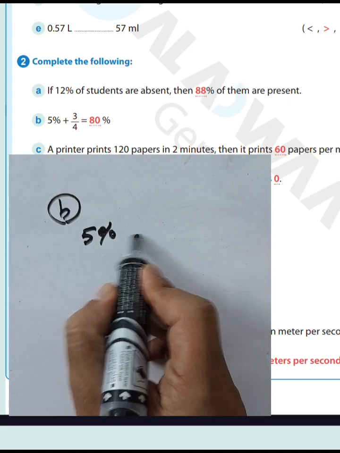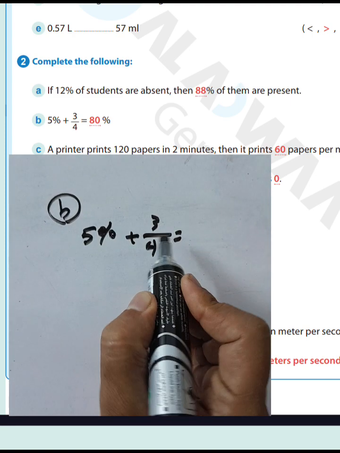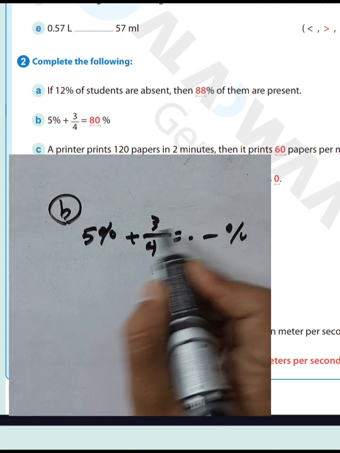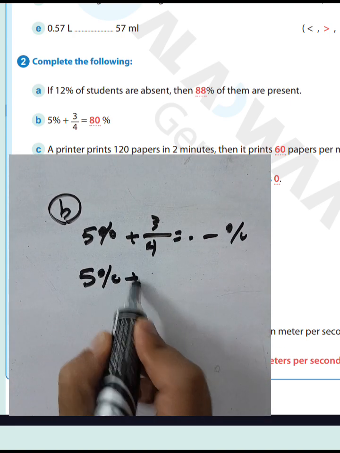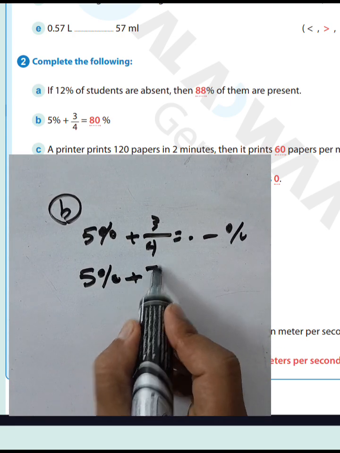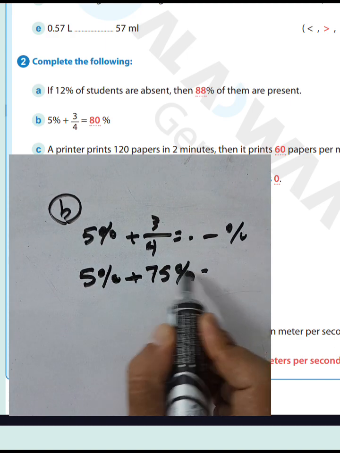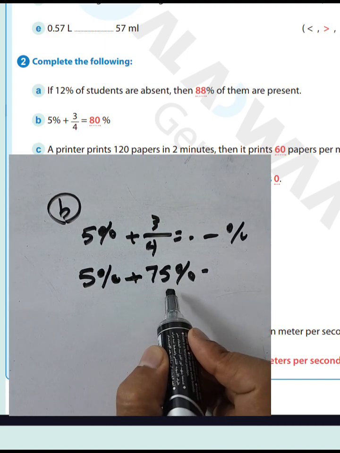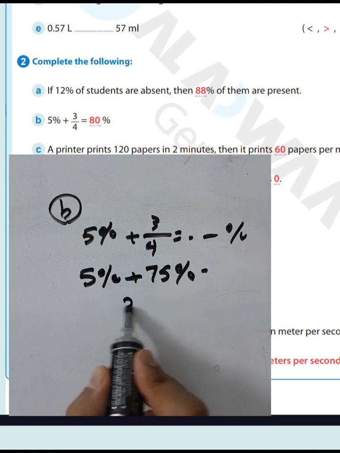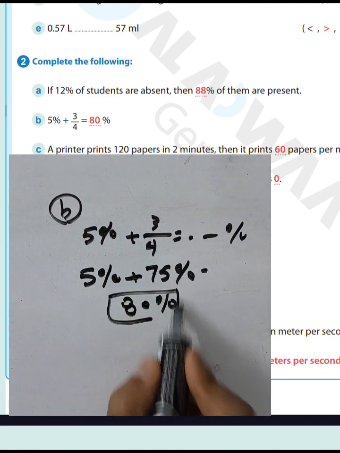Okay, next question, letter B. 5% plus 3 over 4 equals blank percent. 5% here plus 75%, because 3/4 equals 75%. If you add them, it will be 80%. The result will be 80%.